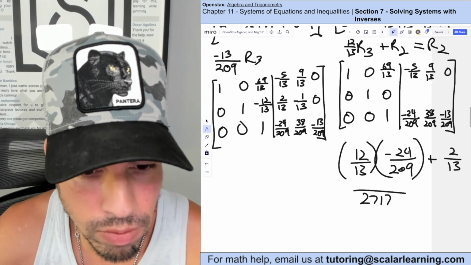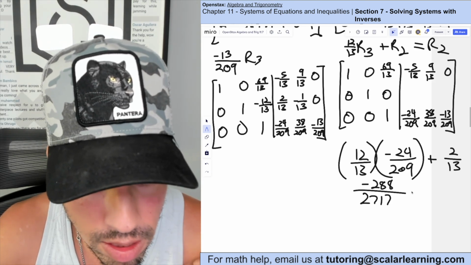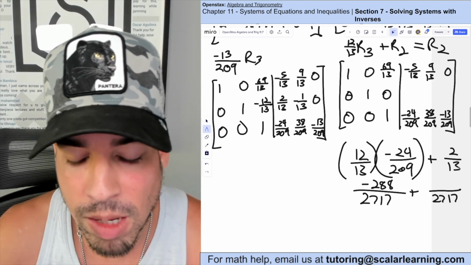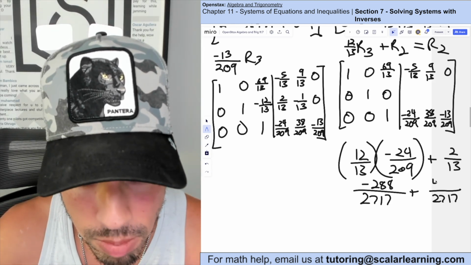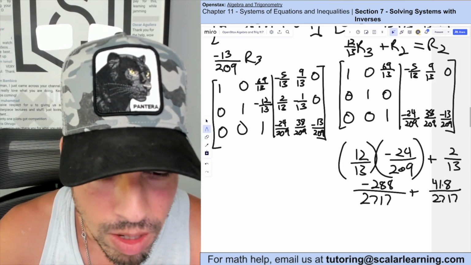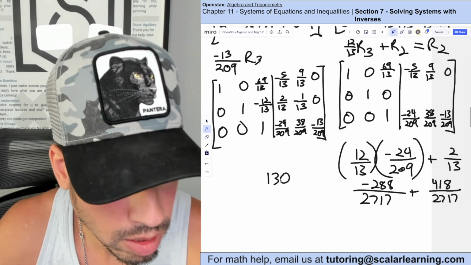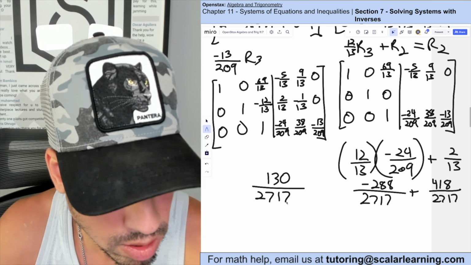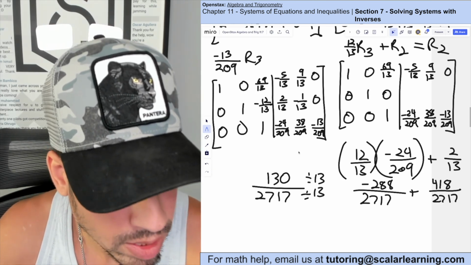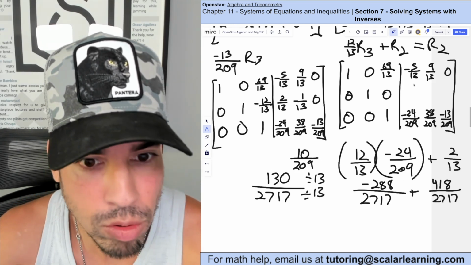12 times negative 24, that's 240 plus 48, negative 288. And then we got to add it to 2 over 13, which is going to be over 2717 as well, but multiplying by 209 over 209, so that's going to be 418 on the top. Negative 288 plus 418, that's 130 over 2717. These both are divisible by 13, like so. And then we get 10 over, back to that 209. So we got 10 over 209 right here.